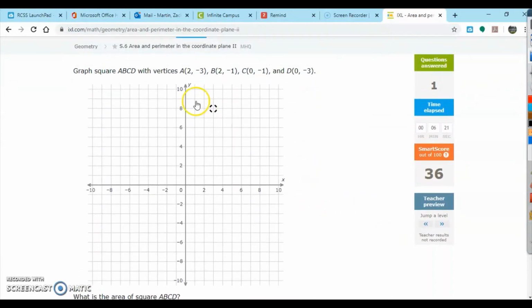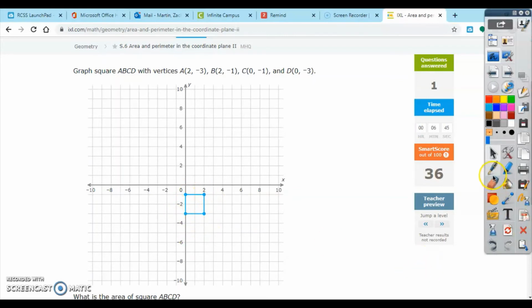They want the area and they want us to graph the square. So let's graph this together. Square ABCD with vertices A (2, -3). So there's A. B (2, -1). So 2, -1. C (0, -1). So there's C. And D (0, -3). So we got our square, A, B, C, D.